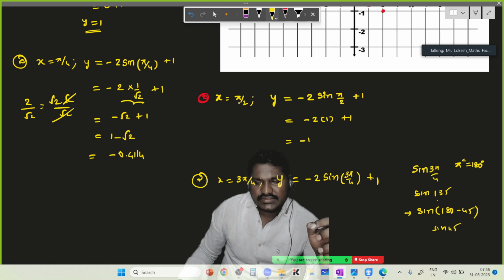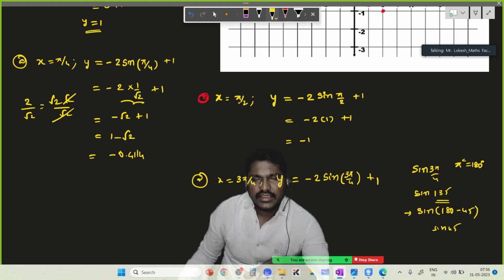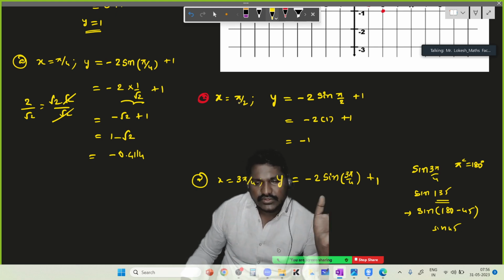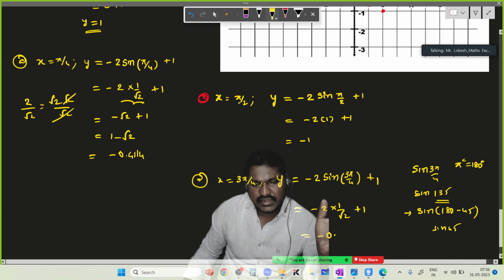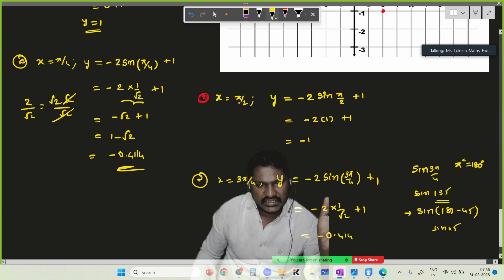Here the value is sine 135. I can write 135 as 180 minus 45. So sine 180 minus theta is same as sine theta, so it will become sine 45. Okay. So to understand it more clearly, I'll share one more video. As of now, remember, sine 135 is same as sine 45, so the value will be same. So minus 2 into 1 by root 2 plus 1 is same as minus 0.414 as we did here.